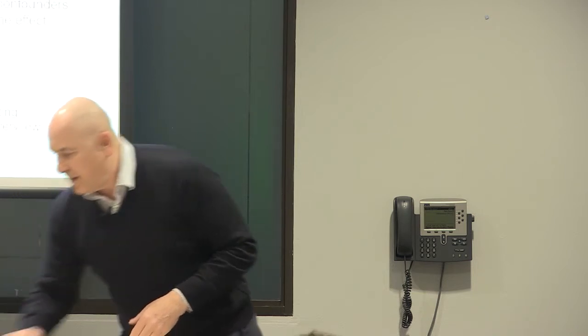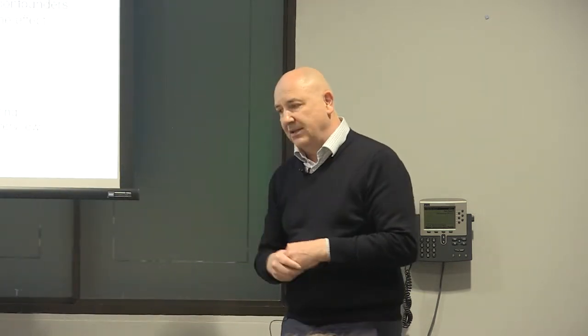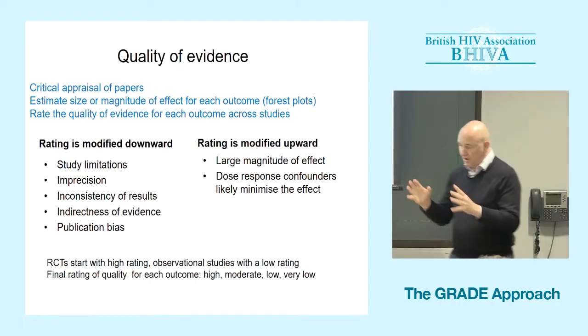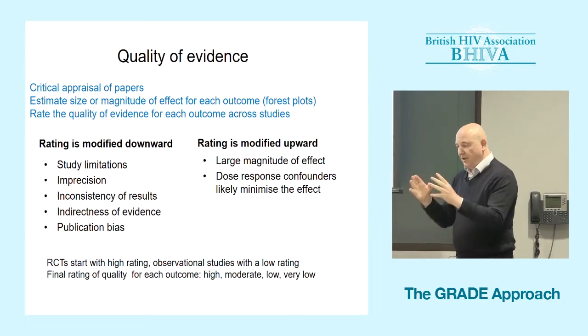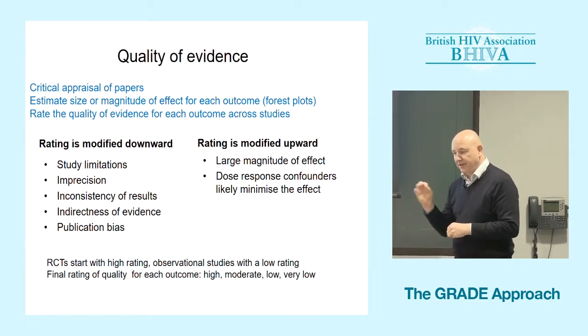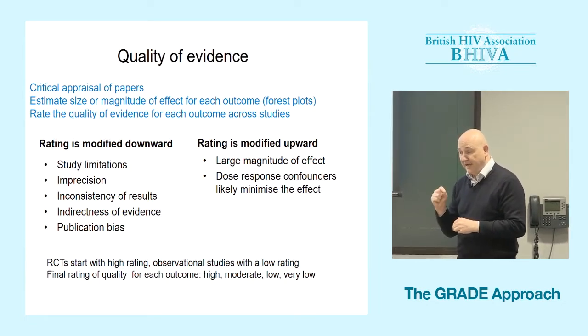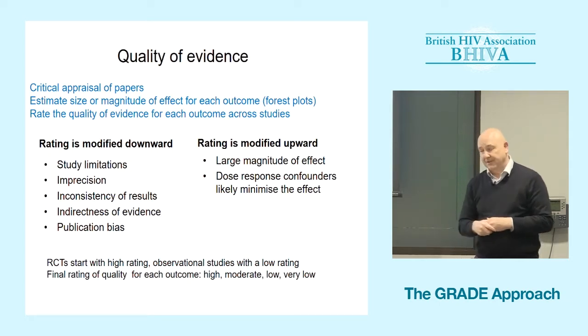So if we go back to the quality of evidence, and concentrate on that first. As I say, you first of all have the critical appraisal of papers. You estimate the size and magnitude of effect for each outcome using forest plots. And you rate the quality of evidence for each outcome across studies.